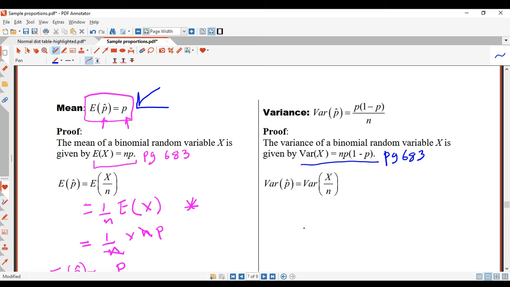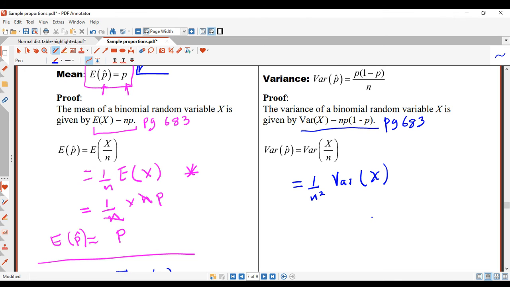Now, the variance of the sample proportion is the variance of x on n. That's the definition of sample proportion. The next step is to write this as 1 on n squared times the variance of x. Now we use the formula that we just underlined: the variance of x is np(1 minus p). So the n cancels, and we get p times 1 minus p, all divided by n. So that formula is proven.